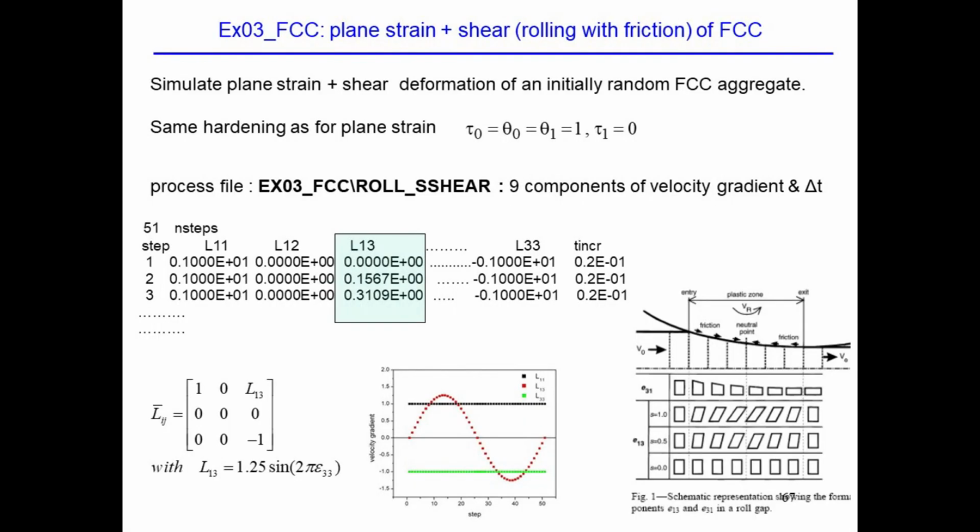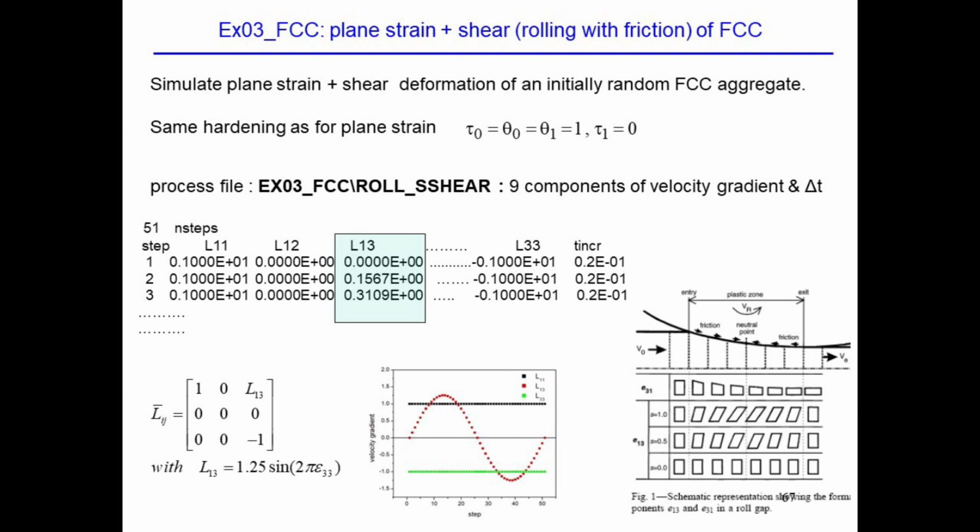So what we did in this case, I didn't put a reference, is we assume that L13 is a sinusoidal value that has an amplitude of 1.25. It goes with epsilon 33. So essentially, while epsilon 11 goes like this, L33 goes like that, L13 does that. And we are going to superimpose this to use it as a deformation path in the code. Now, this is not a homogeneous deformation. It changes from step to step. So incrementally, we change the values.